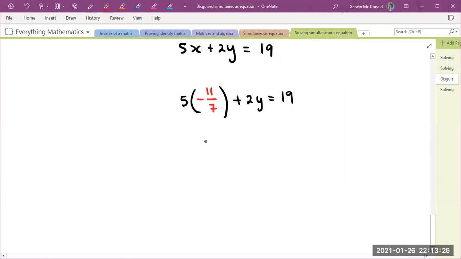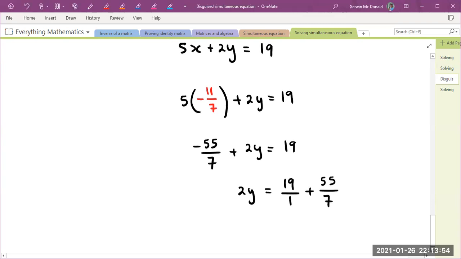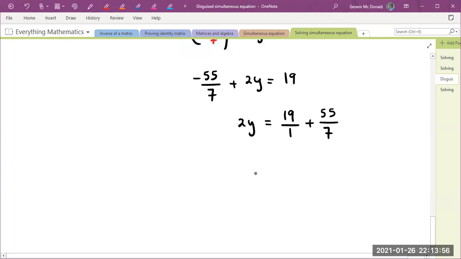So we could distribute this one here. That will leave us with negative 55 over 7 plus 2y equal to 19. I transpose that, so that will be 2y is equal to 19, we'll put it over 1, plus 55 over 7. My, these answers are bizarre, trust me, bizarre.